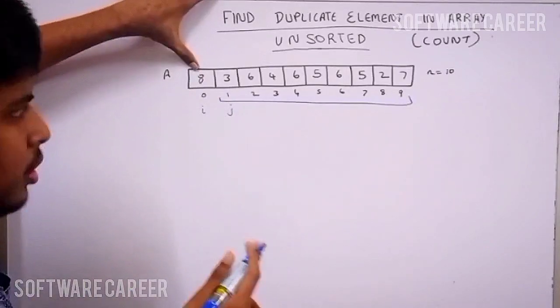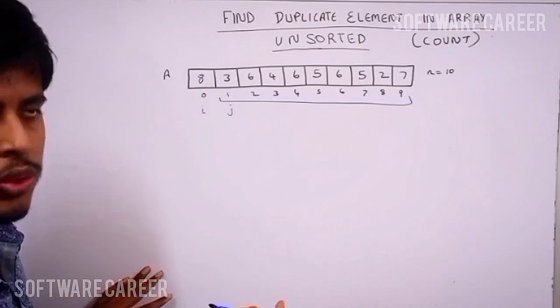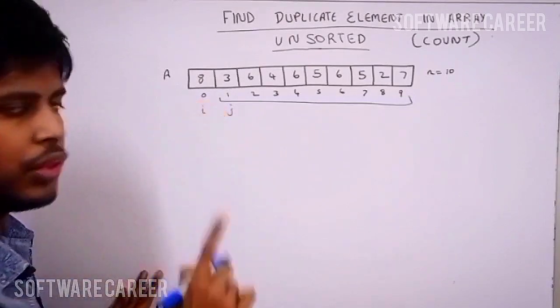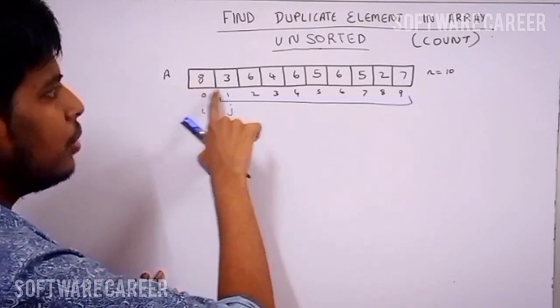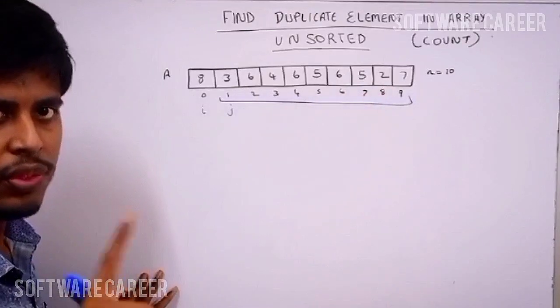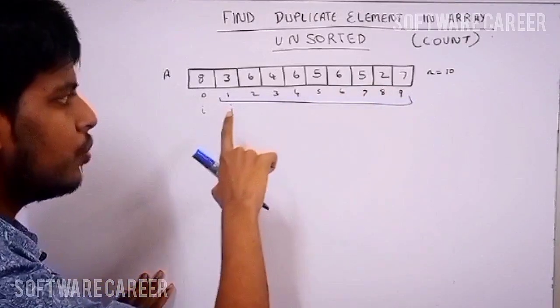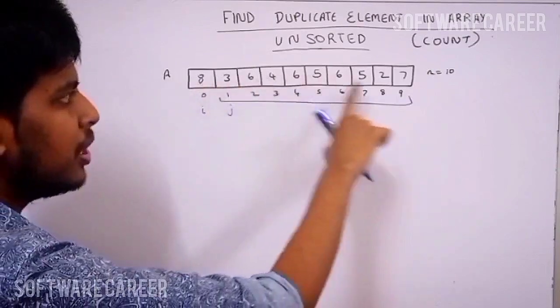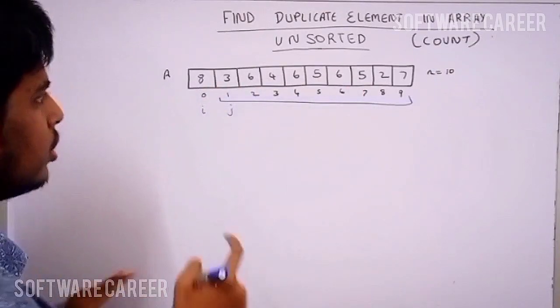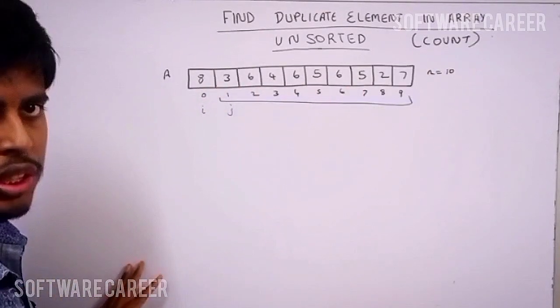If it's equal to j, then you should increment the count value. At starting, the count value will be 1, because every element present in this array is present one time. That means the default value of count is 1, because all elements appear one time at starting. So I am initializing count to 1 at starting.